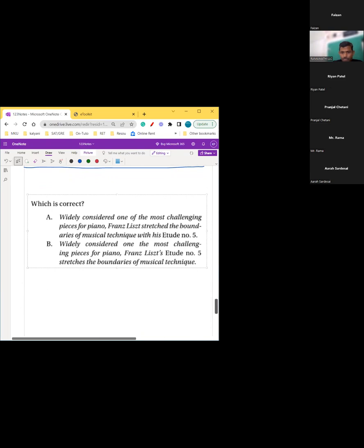Which is correct? A. Widely considered one of the most challenging pieces for piano, Franz Liszt stretched the boundaries of musical technique with his etude number 5. B. Widely considered one of the most challenging pieces for piano, Franz Liszt's etude number 5 stretches the boundaries of musical technique. Okay. Now look at these two and then tell me what you think is the best answer for this one. You can put them in the chat box too.